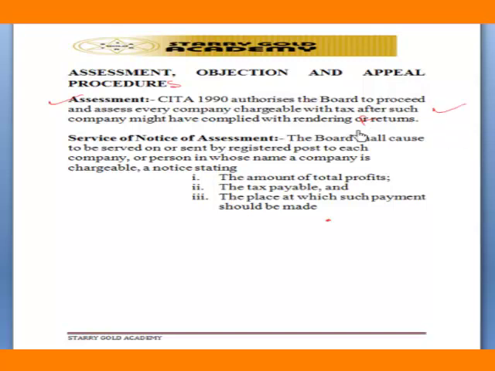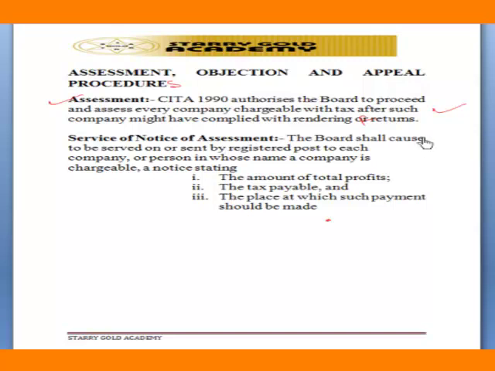Now, after that, the next step is that the taxpayer will be served a notice of assessment. What did I say? A notice of assessment. The assessment has been done. The board has done the assessment. You now have to serve a notice of assessment to the taxpayer. Let him know what he is supposed to pay. That's where we are.